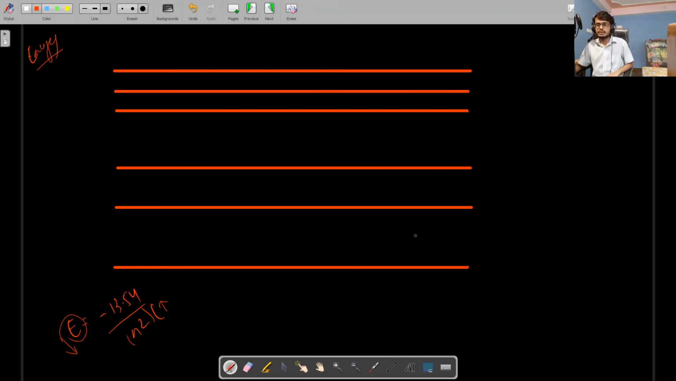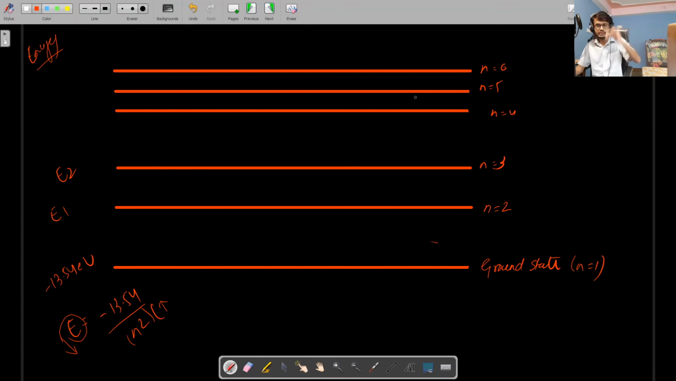So the maximum energy will be in the initial state. This is called the ground state, where n is equal to 1. When n is equal to 1, energy is minus 13.54 eV. So let's say this is minus 13.54 eV, right? Now when n becomes 2, this will decrease, so the value is less than 13.54. So let's say there is an energy E1, then E2 when n is equal to 3, then n equal to 4, n equal to 5, n equal to 6. We are spacing it out because we want to fit more values into it. So E3, E4, E5.